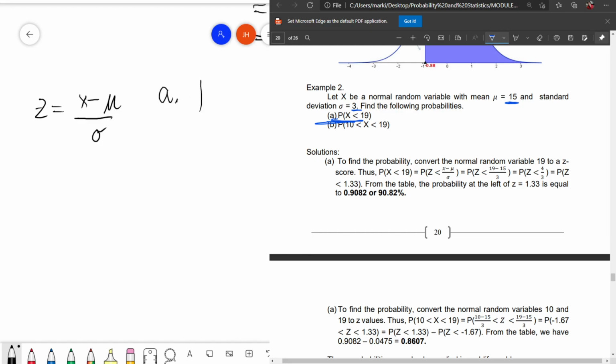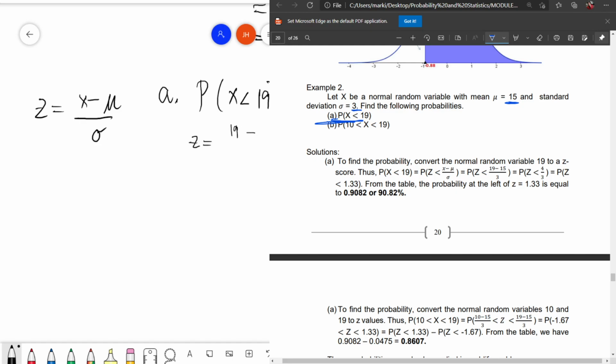So, A is P of X. X po kasi, hindi siya Z-score. Kung naka-standardize na siya, yun pa yung gagamitin natin na Z. So, example ito. X is less than 19. So, i-convert muna natin to sa standardize, which is Z is equals to X. X is 19. Yes, ito po yung X natin.